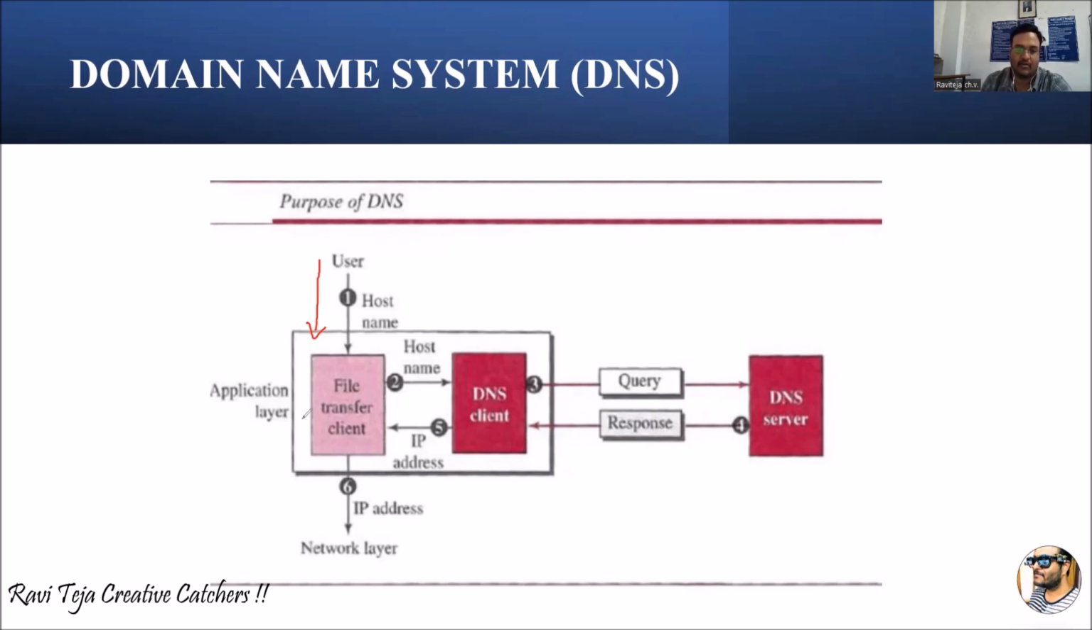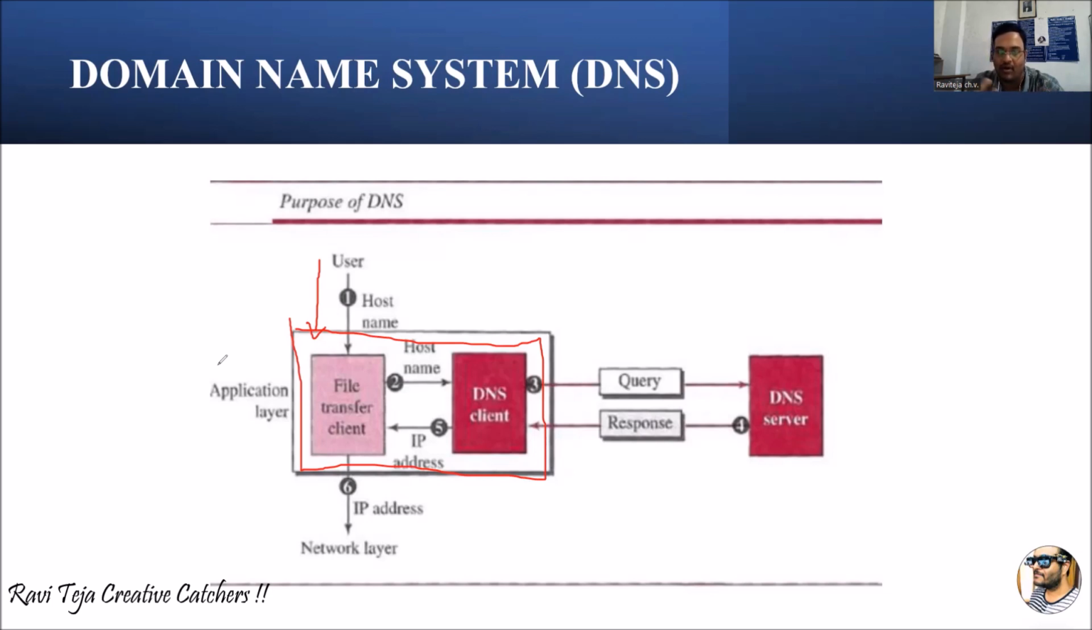This whole DNS client and the file transfer client, where the user is accessing, comes under the application area, where the software related to the browser, or the apps where the user is interfacing, come into the picture. The whole application layer, or the interface, will be communicating with the DNS server through the DNS client based on the IP address.